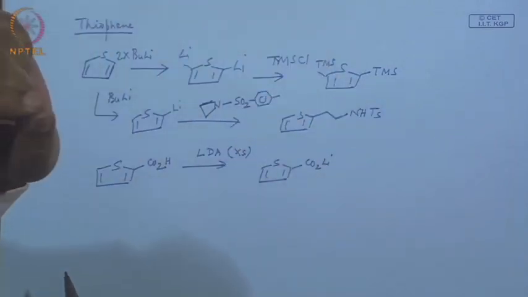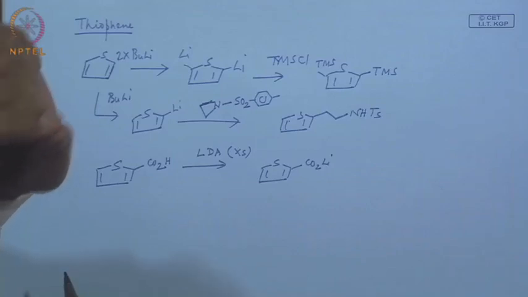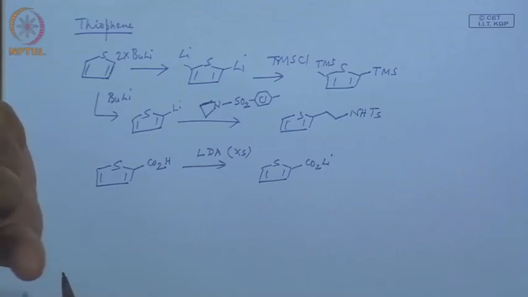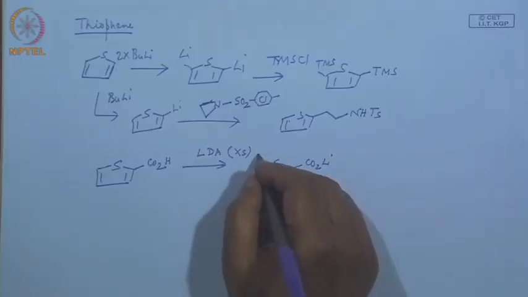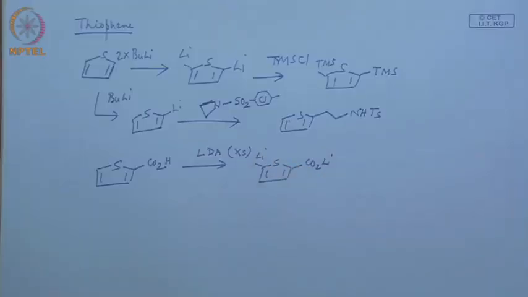Reason being that LDA is non-coordinating. That is what you have to remember. It is very basic. Butyl lithium also is basic, but it is coordinating, means it can undergo coordinations with the heteroatoms. But LDA would not undergo any coordination, because nitrogen is there, it is pretty basic, and in this case you will have lithiation done here.